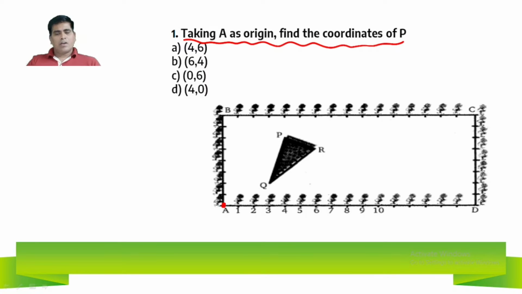Here is my origin. I want to draw the perpendicular on the x-axis and the perpendicular on the y-axis. This is the point. It shows 4 comma, and this is 1 2 3 4 5 6. So 4 comma 6 are the coordinates of point P with reference to A as the origin. That is very important, and it is easily found. So your option is A here. 4 comma 6 is the right option.